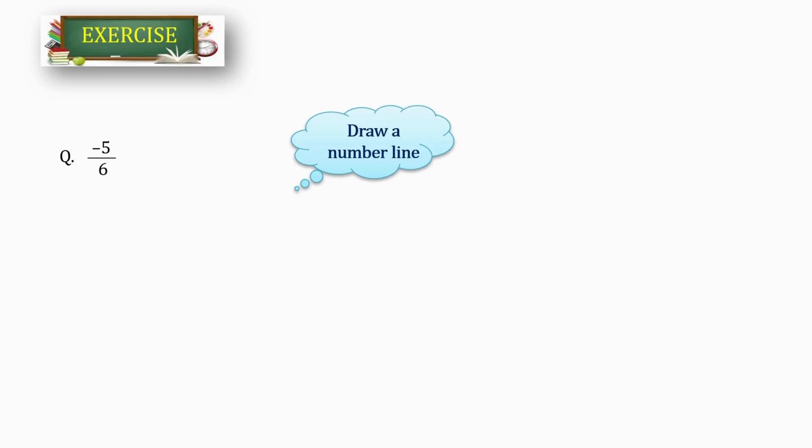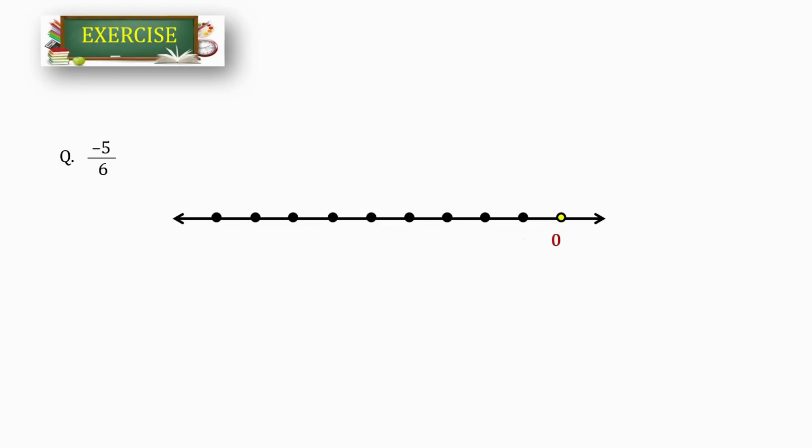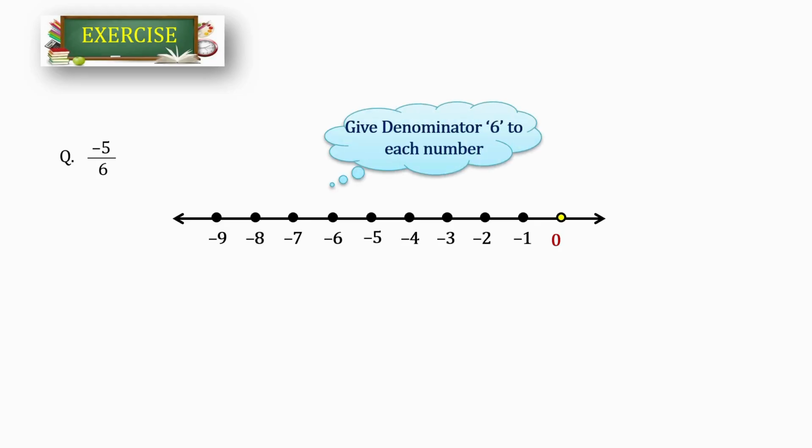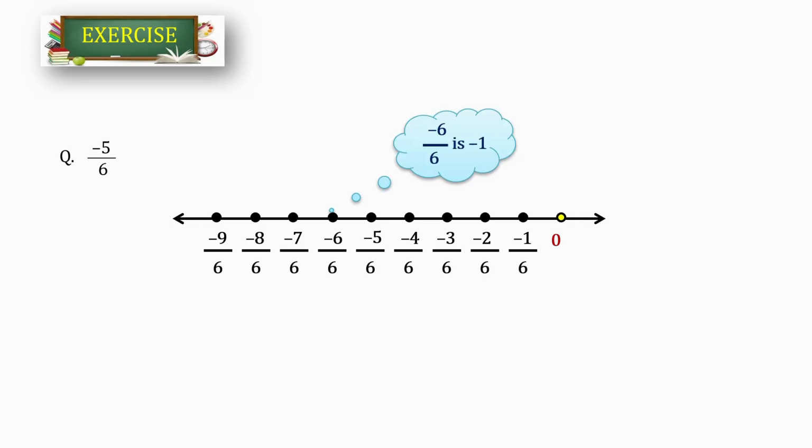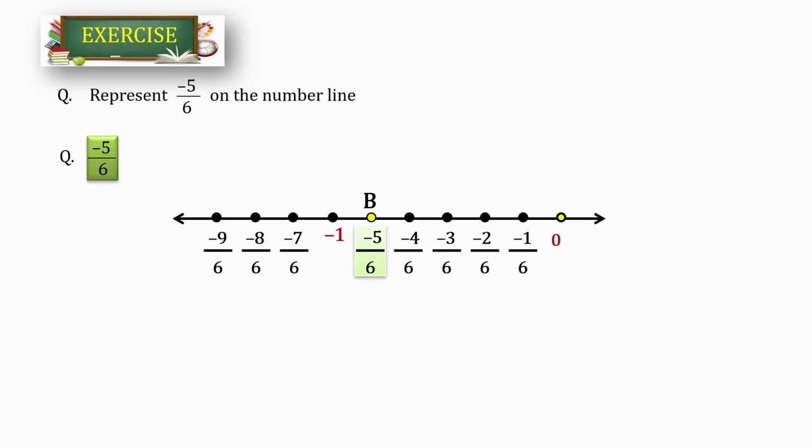Now the number line representation of minus 5 by 6. So now give denominator 6 to each number. So minus 6 by 6 is equal to minus 1, so we can replace that with minus 1. So we got minus 5 by 6 and that is at point B.